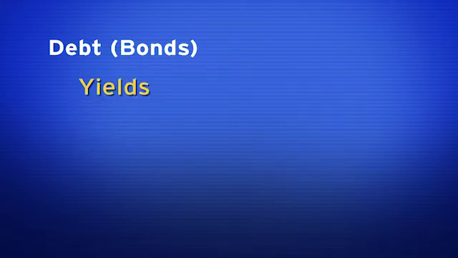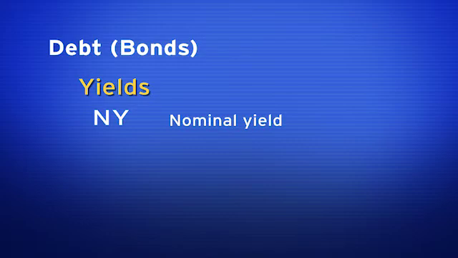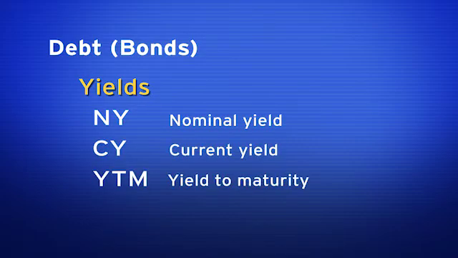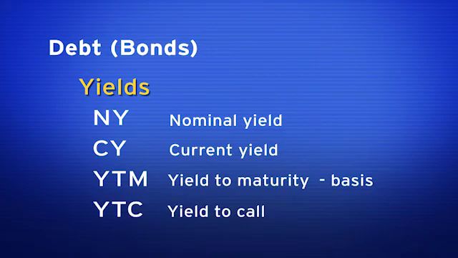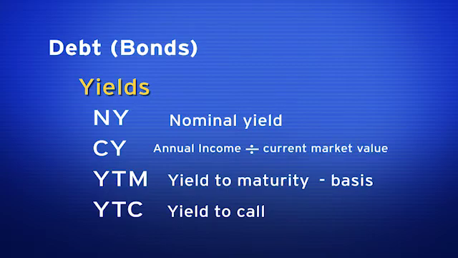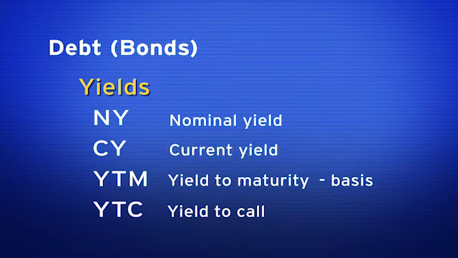Now let's talk about yields. There are 4 yields that we're going to deal with as it relates to a bond. There's the nominal yield, the current yield, the yield to maturity, which is also known as the basis, and the yield to call. Now, I don't expect them to ask you to calculate yields other than maybe the current yield. To calculate the current yield, I simply take my annual income divided by the current market value. Annual income divided by the current market value is my current yield. I don't expect them to ask you to calculate any of the other 3 yields, but they will expect you to know the relationship of yields to one another.